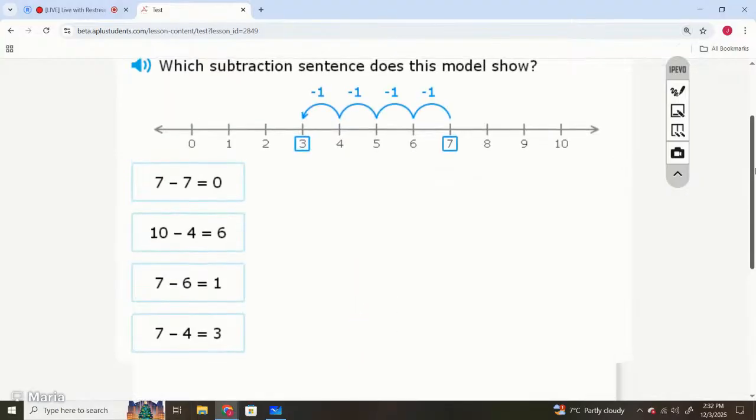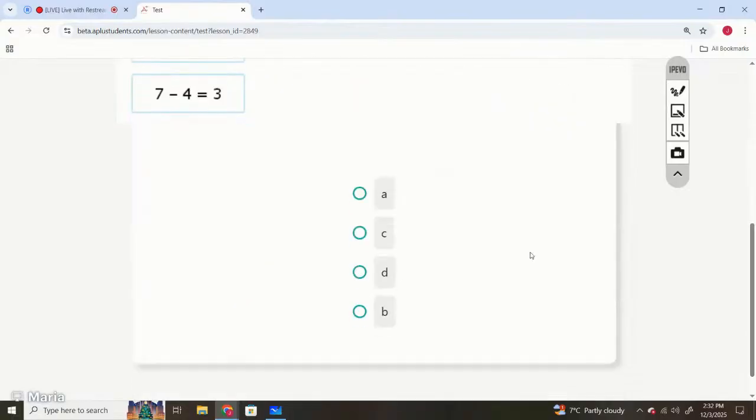Okay, start with 7, go back 1, 2, 3, 4 times, right? And you end up on 3. So 7 take away 4 is 3. Option number D is the correct option.